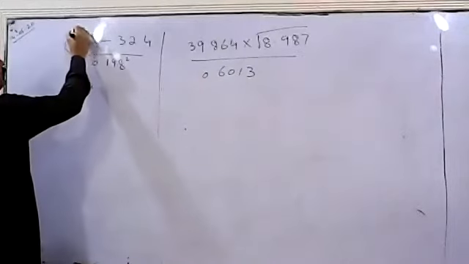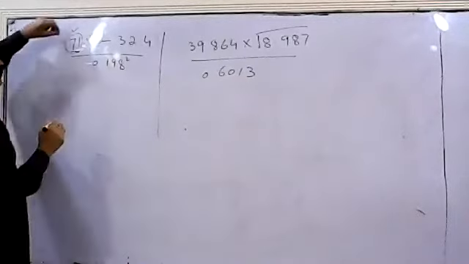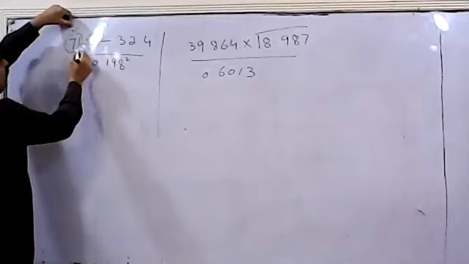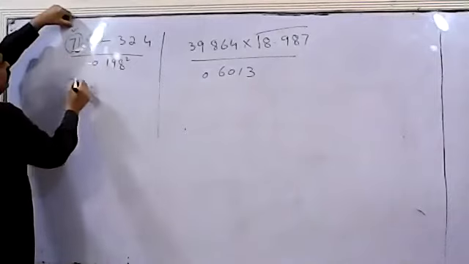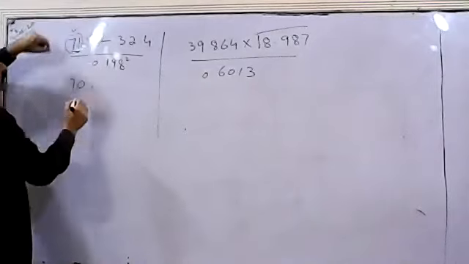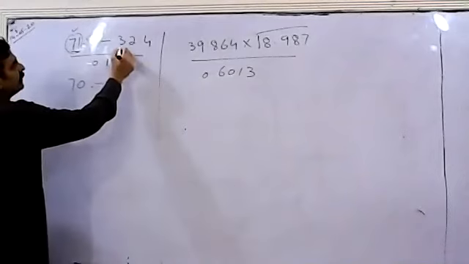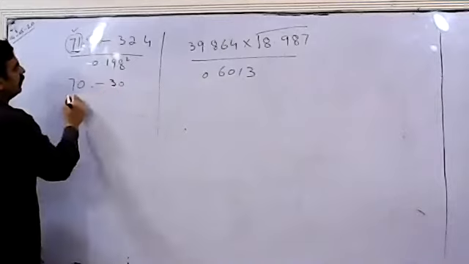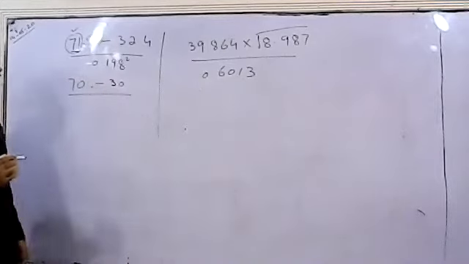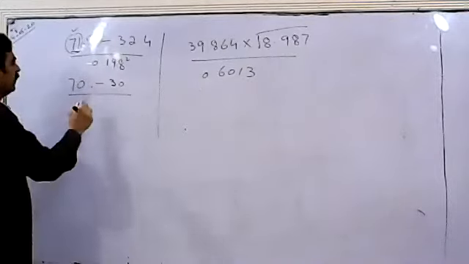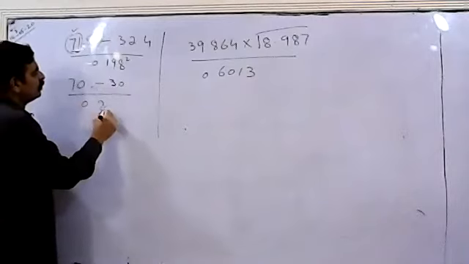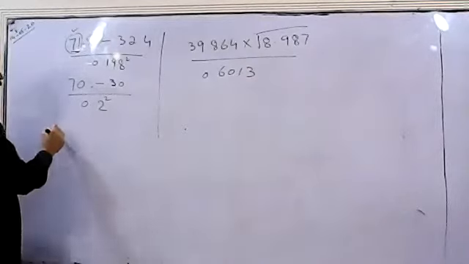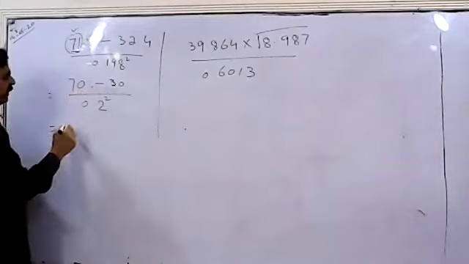71.8. 7 is the first significant figure. The remaining number, that is 1 before decimal, we will write 0 in place of 1. 70 minus, here 32.4, here we will write 30 over 0.198 square. We can write 0.2 square. Further, in the next step, 70 minus 30, 40.